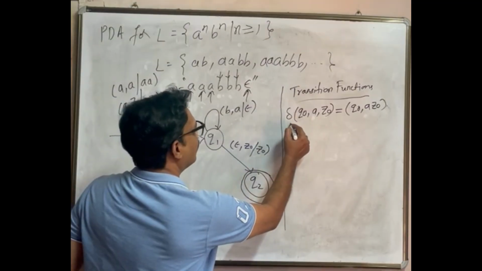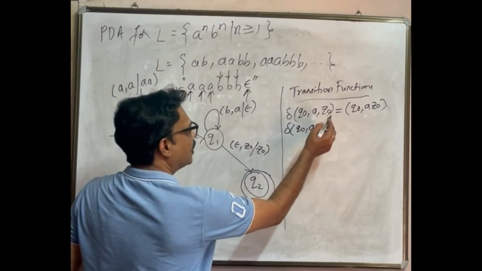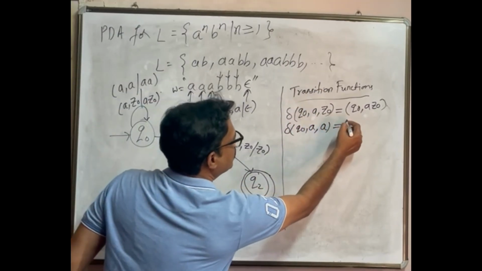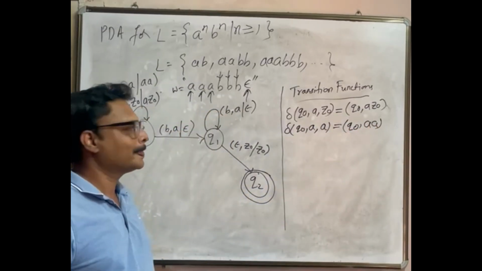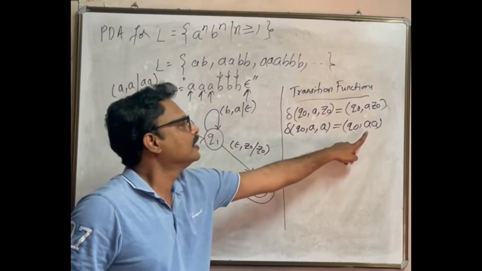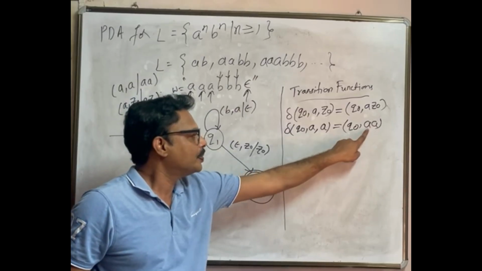Next, on the same state Q0, A is read, but on the top of the stack there is already an A, that we show like this, A. Symbol read is A, already there is an A on the top of the stack, and it is Q0, AA, that is stack top and the pushed symbol.